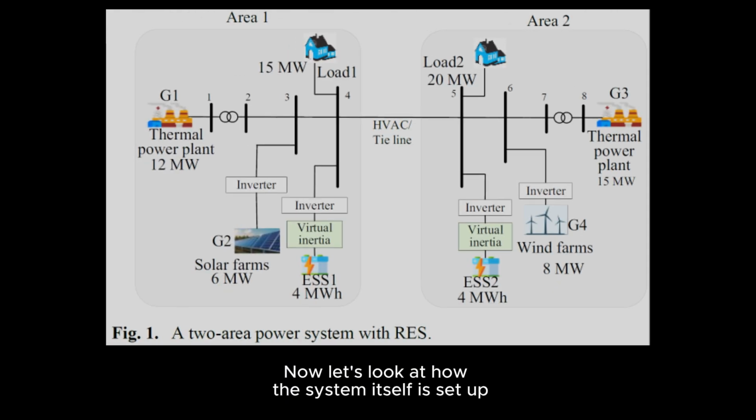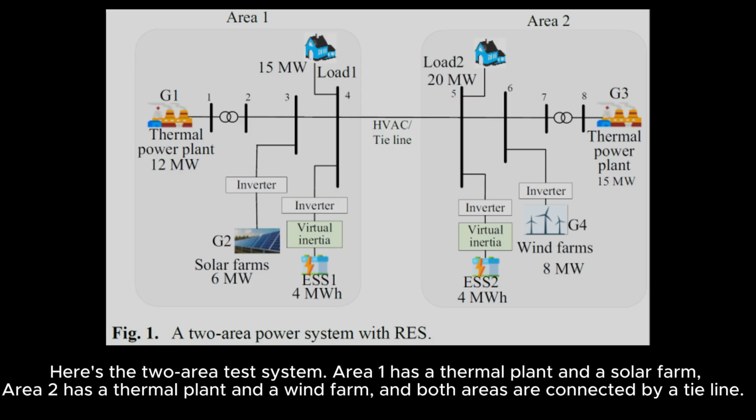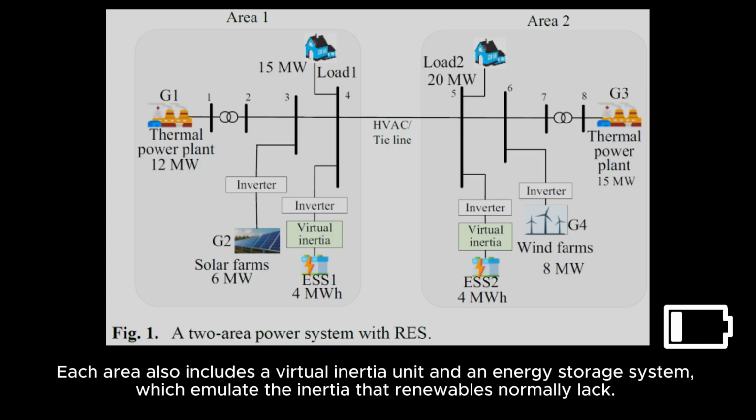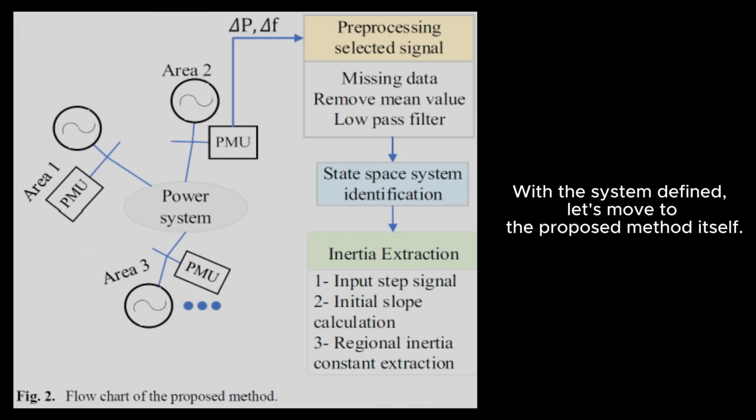Now let's look at how the system itself is set up. Here is the two-area test system. Area 1 has a thermal plant and a solar farm. Area 2 has a thermal plant and a wind farm, and both areas are connected by a tie line. Each area also includes a virtual inertia unit and an energy storage system, which emulate the inertia that renewables normally lack. With the system defined, let's move to the proposed method itself.